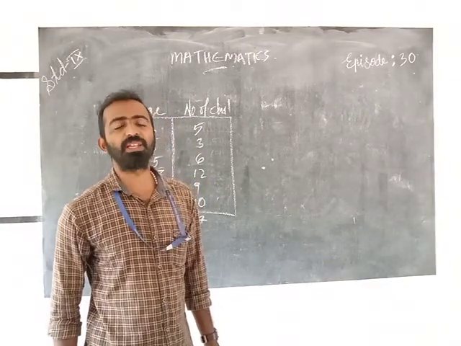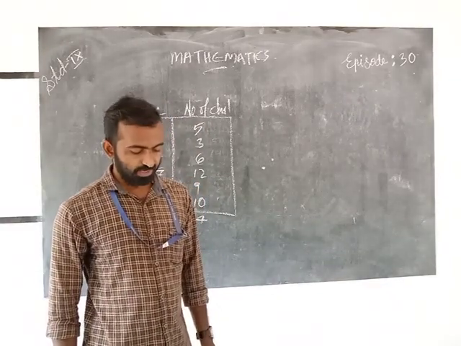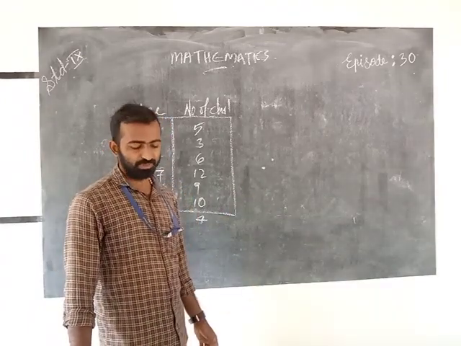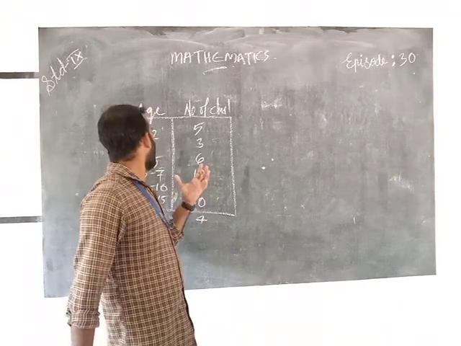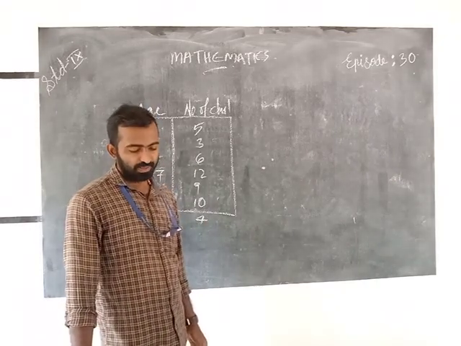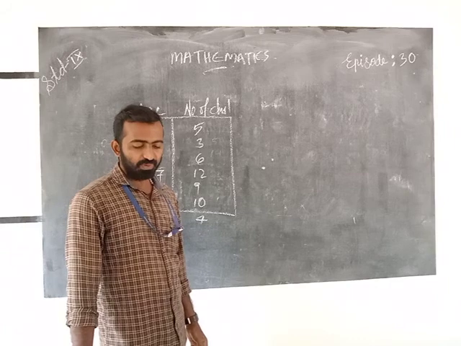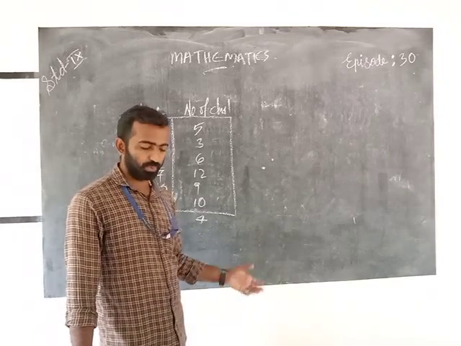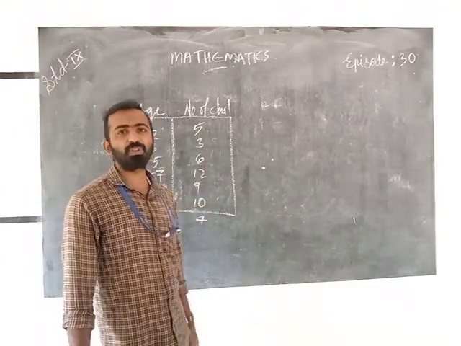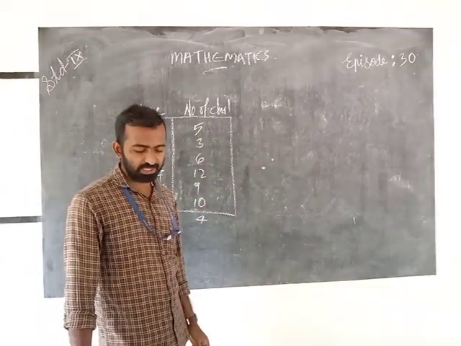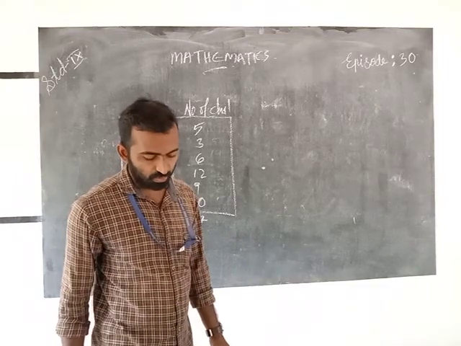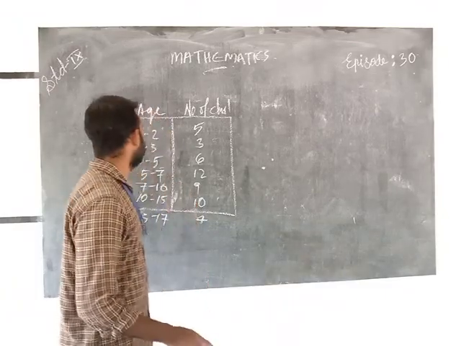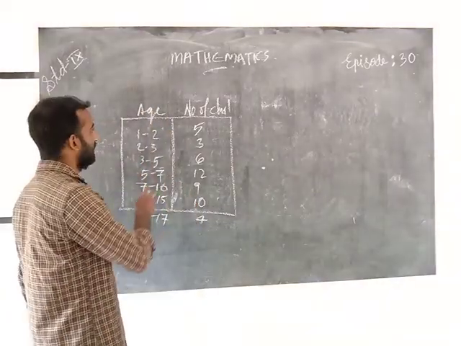We want to draw the histogram. That is, we want to modify the table. The minimum class size is 1, so we write the modified class as 1 to 2. The frequency is 5 and the width of the class is 1, so the length of the rectangle is 5 by 1 into 1, we get 5.